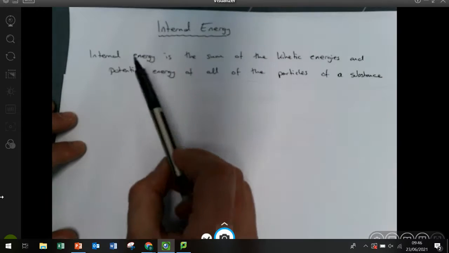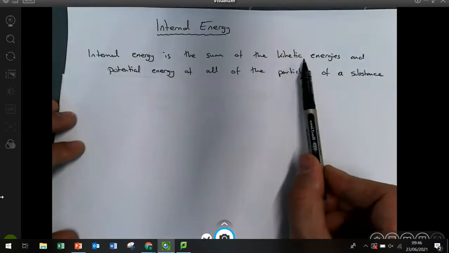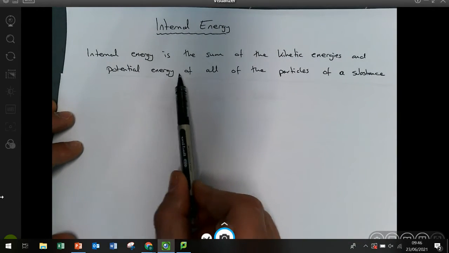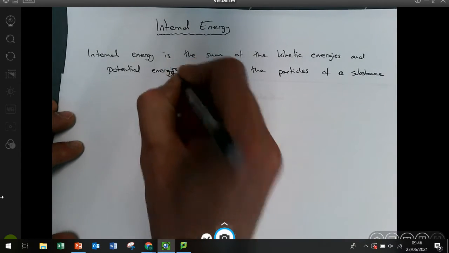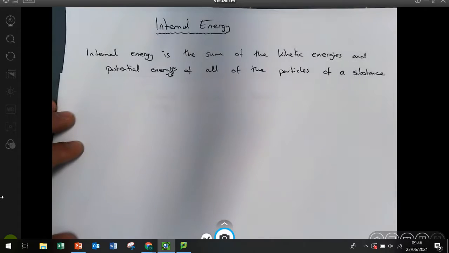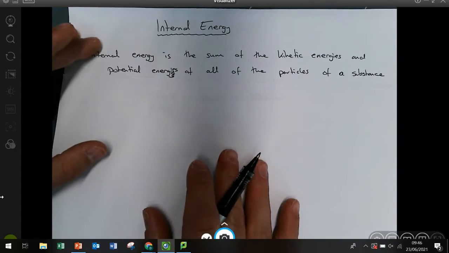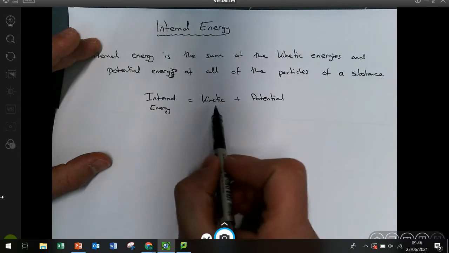So internal energy is the sum of the kinetic energies and the potential energies of all of the particles in a system or of a substance. So we can write that in shorthand. Internal energy is kinetic and potential.